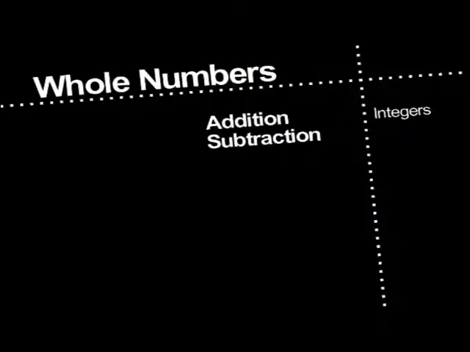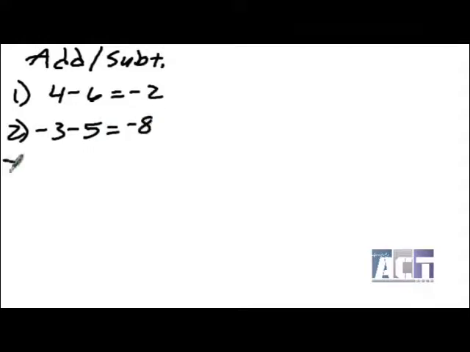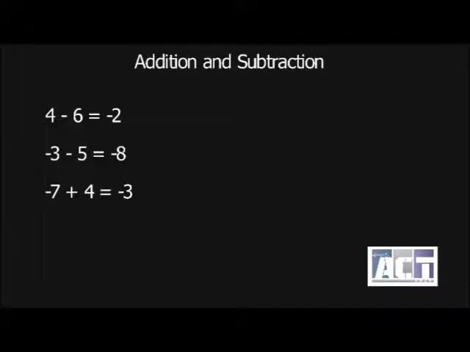Okay, I want to first talk about operations with whole numbers and integers, specifically adding and subtracting. Some examples would include things like 4 minus 6, which is equal to negative 2. Another one would be negative 3 minus 5, which is negative 8. The third one would be negative 7 plus 4, which is negative 3.